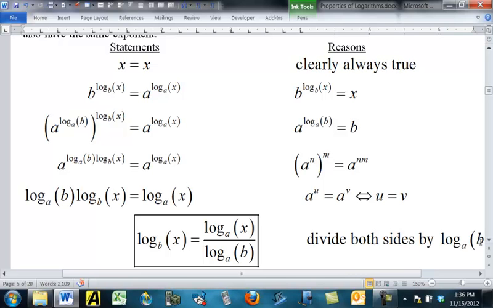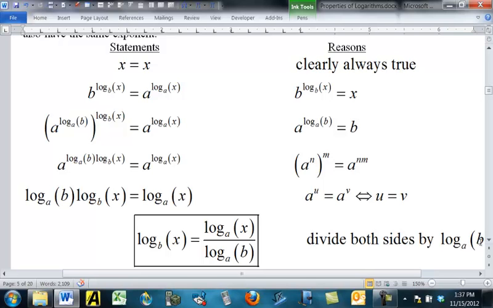Now, I'm going to rewrite b as a to the log base a of b. So a to the power log base a of b is just whatever's inside that little parentheses, which is b. So that's a different way to write that. Now, on the left, I have a to a power, and then the whole thing to another power. I can simplify or rewrite as a to the power, where I multiply those two powers. So I have a to the power log base a of b times log base b of x on the left. On the right, I've got a to the power log base a of x.